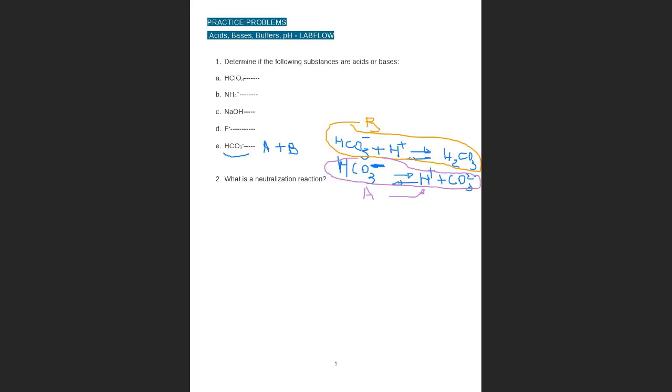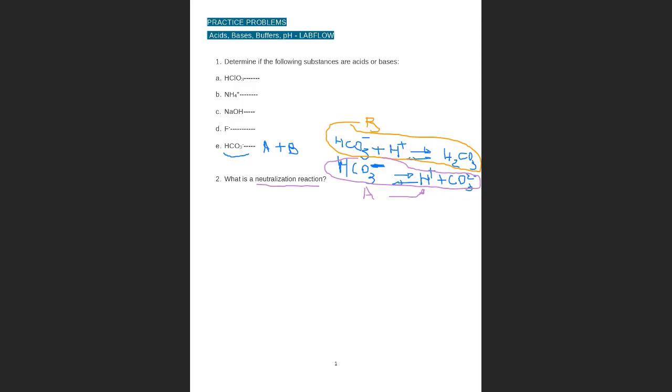And now, the second question here. What is a neutralization reaction? I know you saw it many times, but just to make sure. Reaction between strong acid and strong base to form neutral salt and water. Yes, exactly, an acid and a base. It doesn't have to be strong acid and strong base. As long as it's an acid and a base.